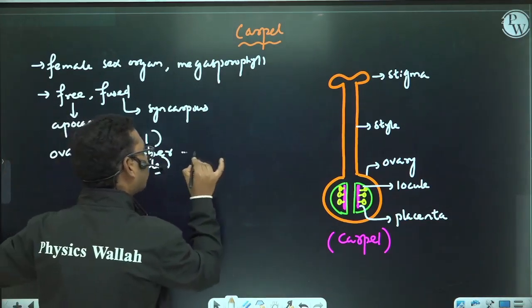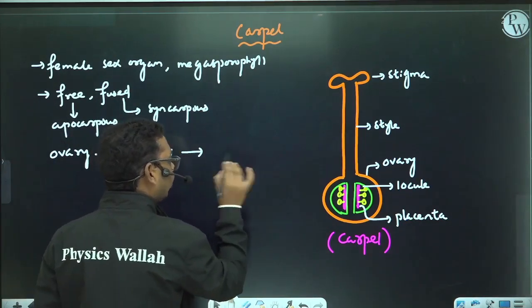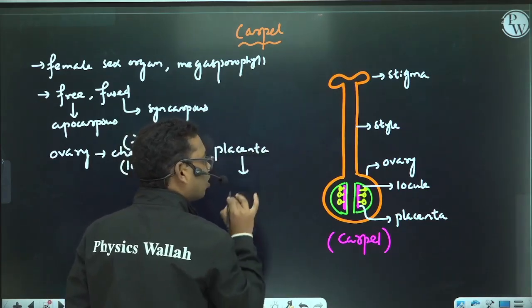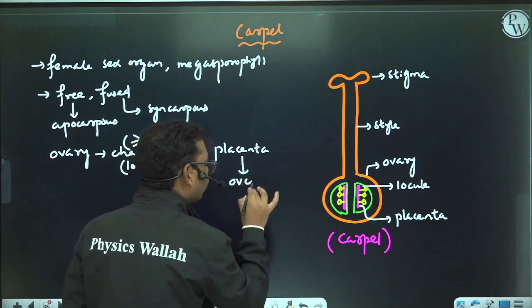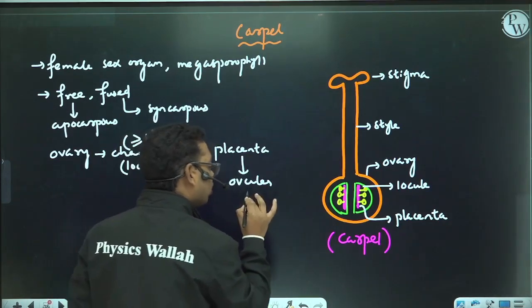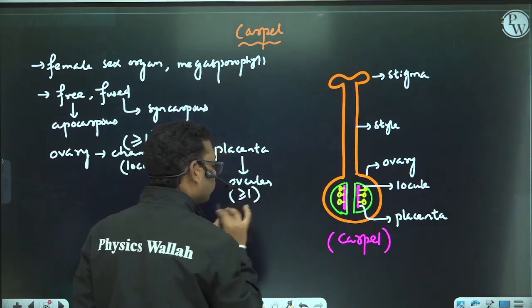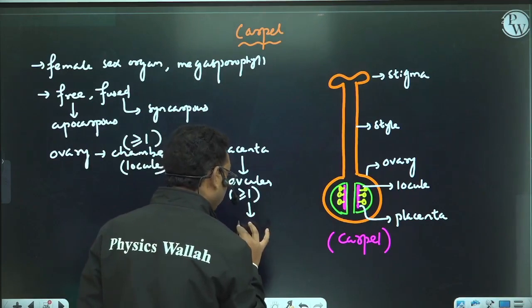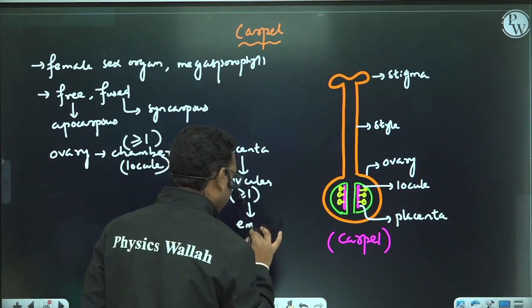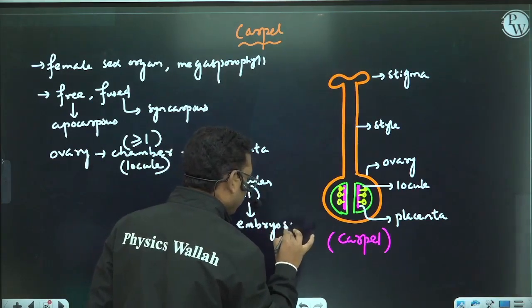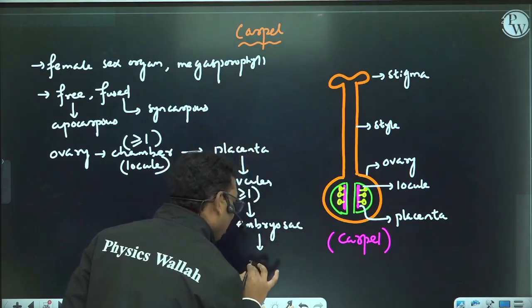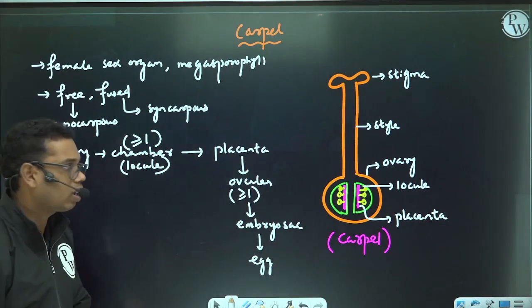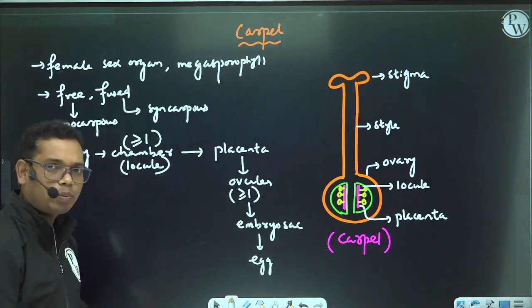The locule will have the placenta, and on the placenta the ovules are developed, and the number of ovules can be 1 or more than 1. Inside the ovule, embryo sac is present, and embryo sac will have the egg, and this egg is basically the female gamete. So this is the structure of carpel.